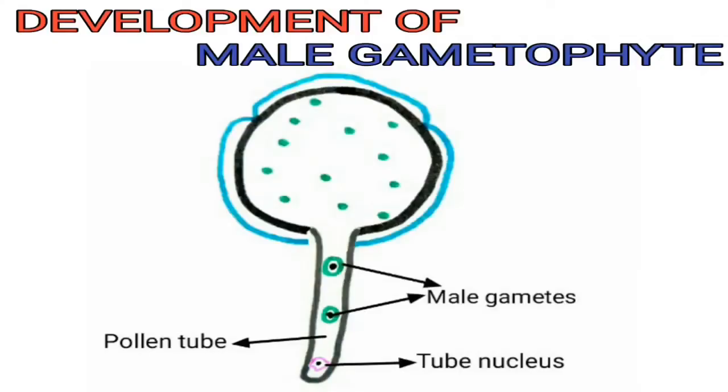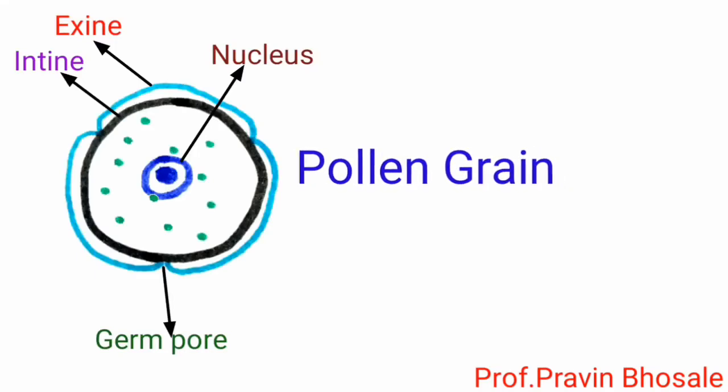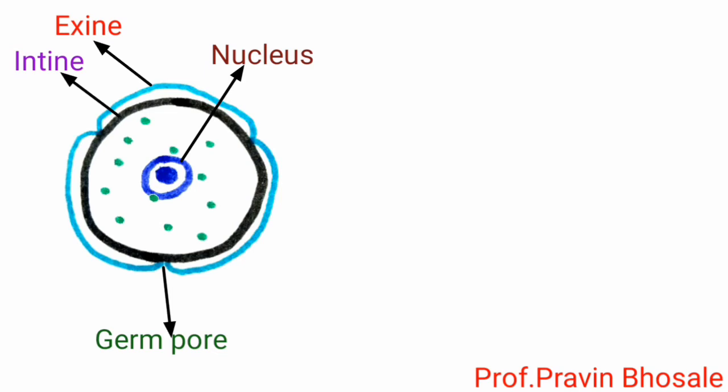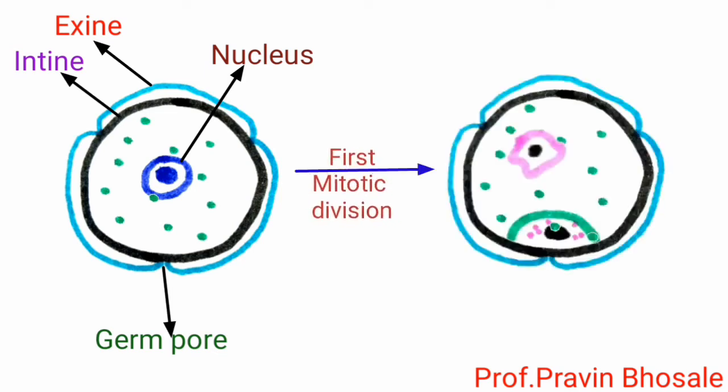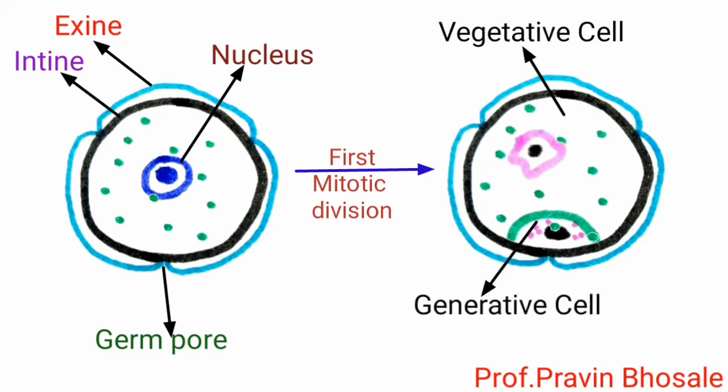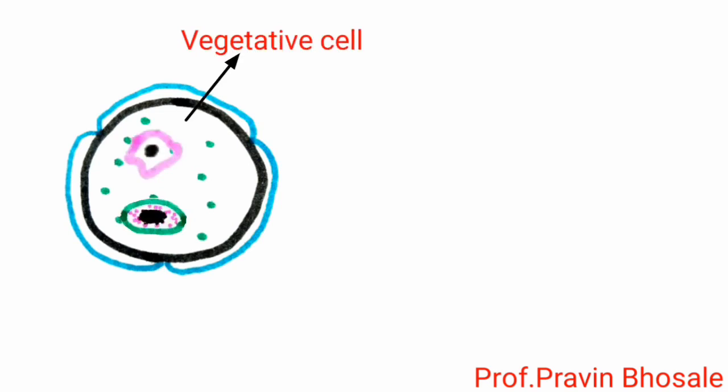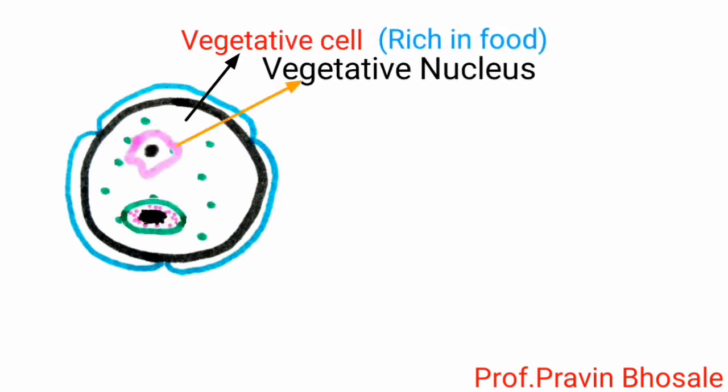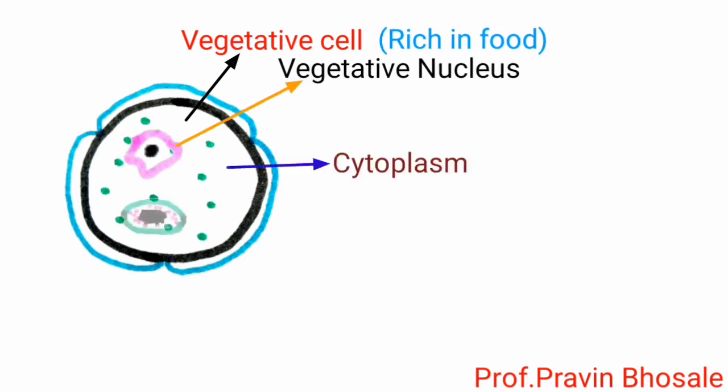Development of male gametophyte. Pollen grain marks the beginning of the male gametophyte. It undergoes the first mitotic division to produce a bigger naked vegetative cell and a small thin-walled generative cell. The vegetative cell is rich in food and has an irregular shaped nucleus. The generative cell floats in the cytoplasm of the vegetative cell.